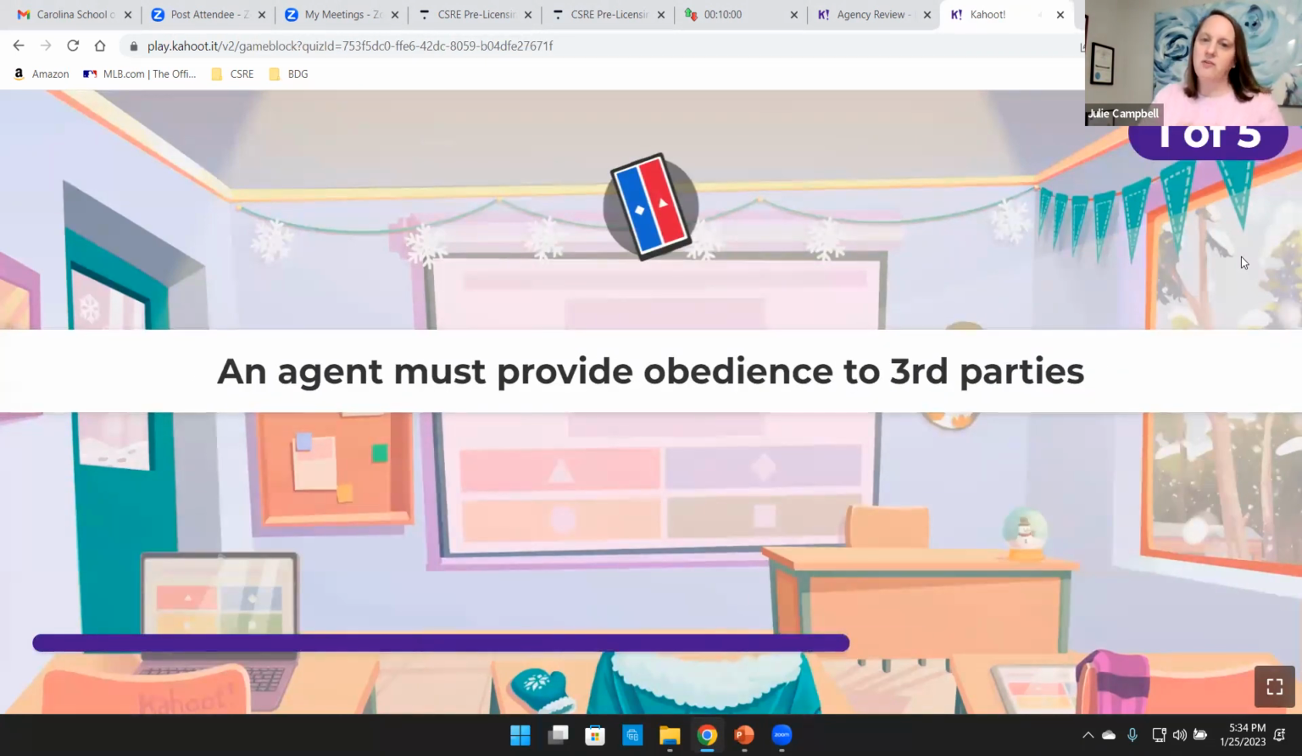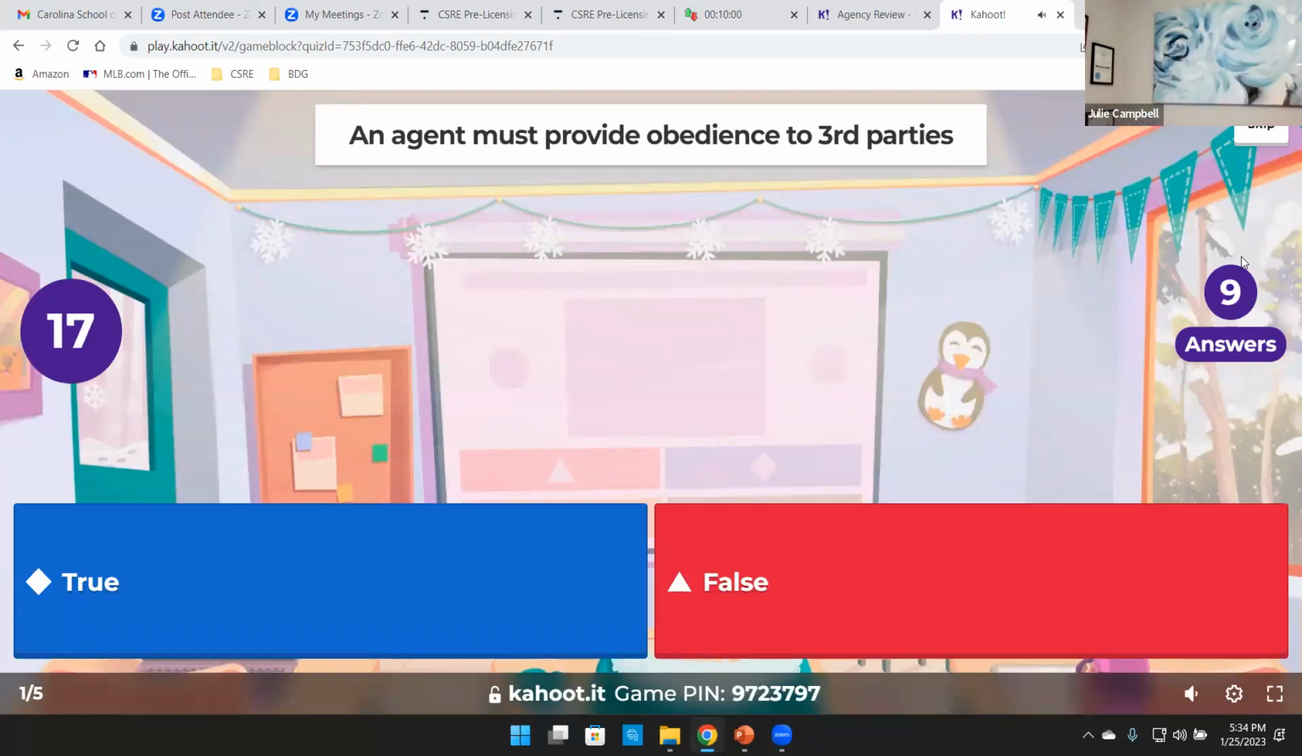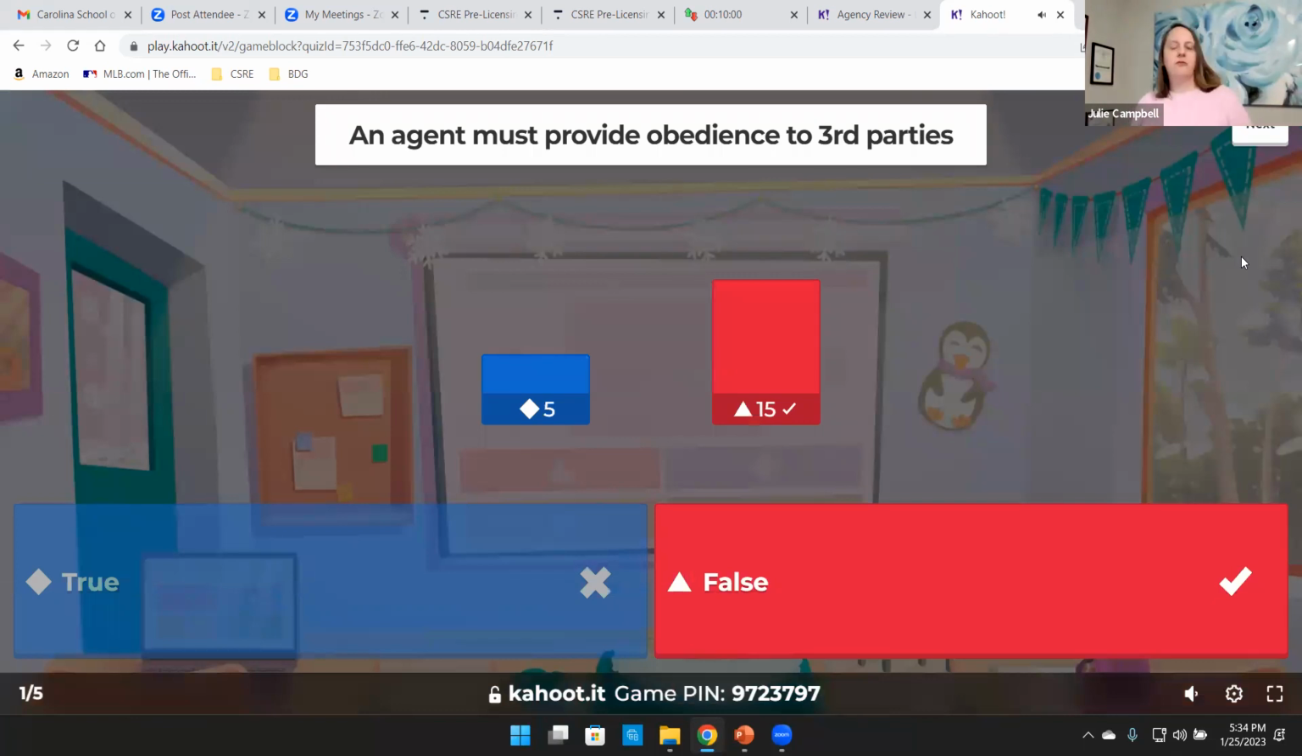True or false? An agent must provide obedience to third parties. Ten seconds. Here we go. What do third parties get? Let's rattle them off together. Honesty, fairness, and the disclosure of material facts. I saw nobody rattling it off with me. What do third parties get? Honesty, fairness, and the disclosure of material facts. What do your clients get? OCAR, and within OCAR includes obedience. Questions on this one?